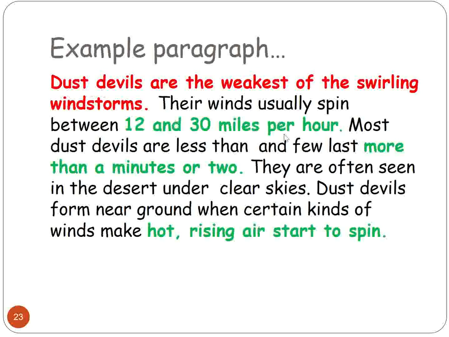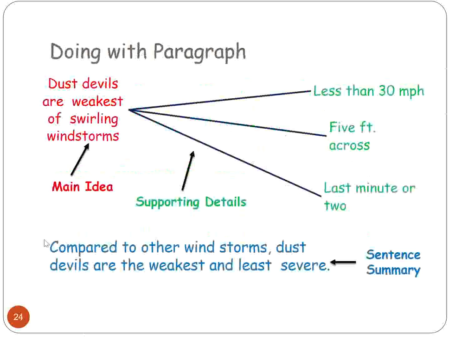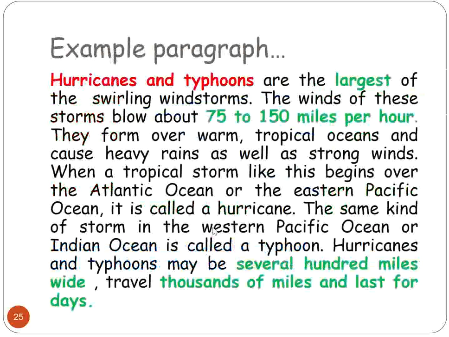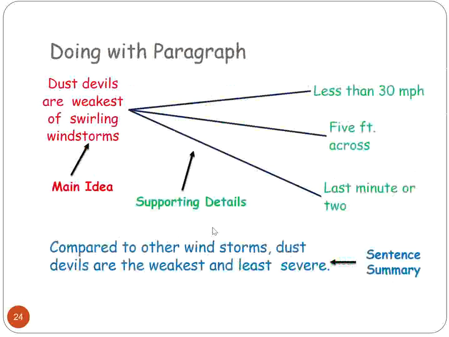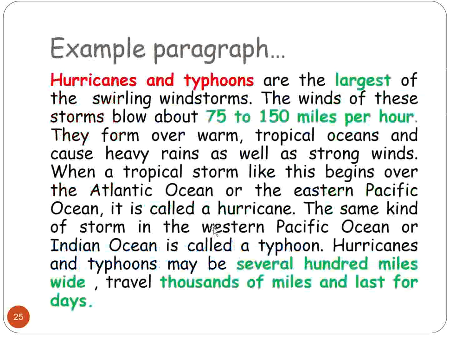Again we have noted down the points, and then we have made one more sentence, and this sentence is quite different: compared to other windstorms, dust devils are the weakest and least severe. ठीक है. हाँ जी सी आर नेक्स्ट बोलिए. अच्छा, जहाँ पे कोई चीज़ समझ ना आ रही हो प्लीज़ डू आस्क मी. सी आर नेक्स्ट रोल नंबर को बोलें.